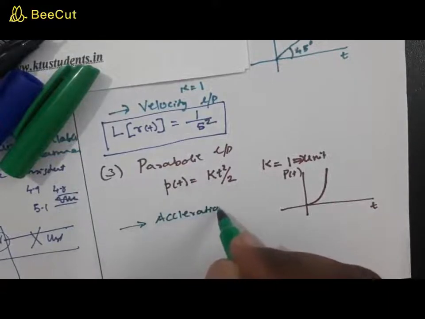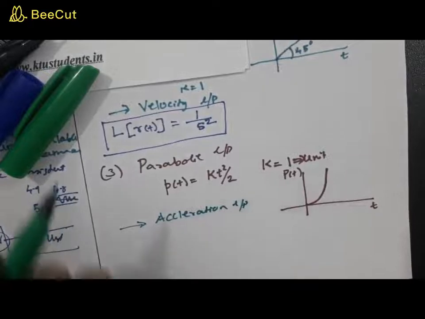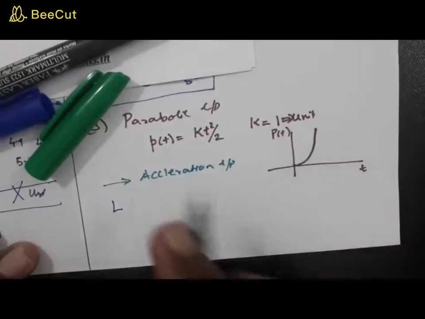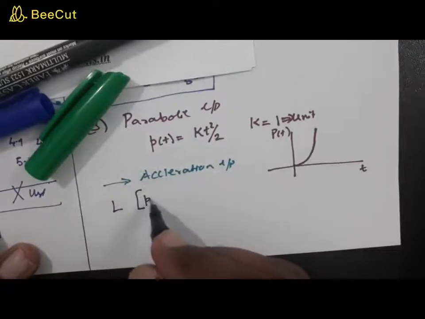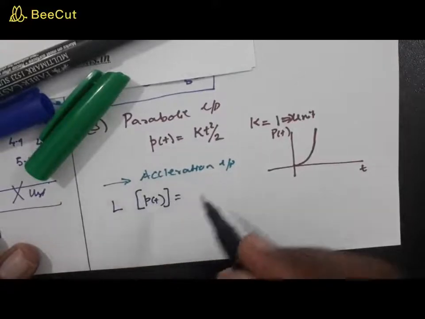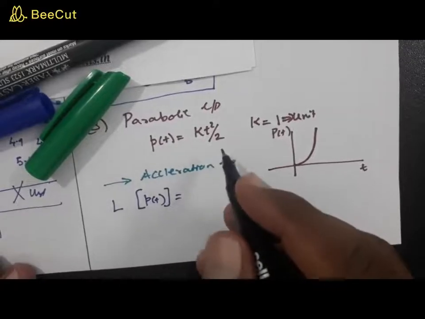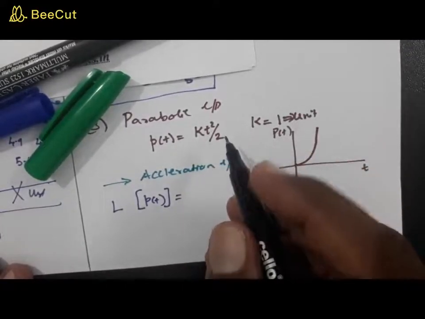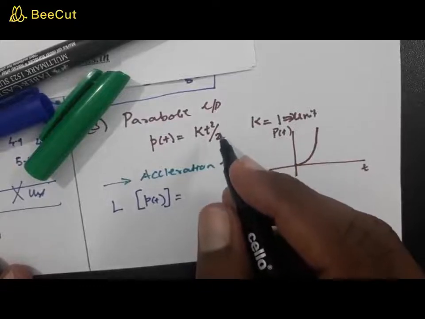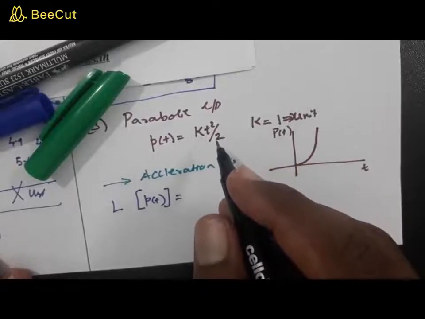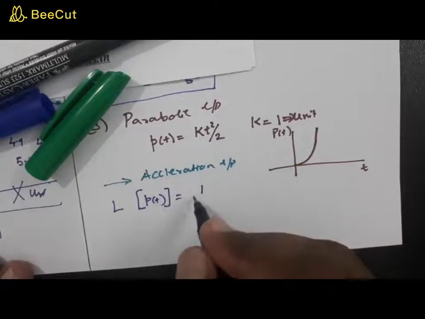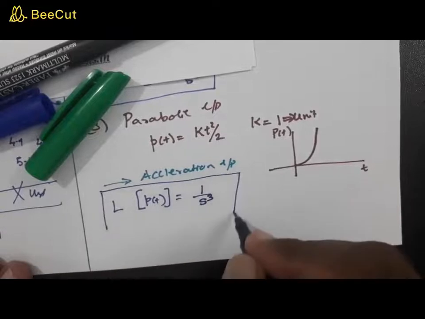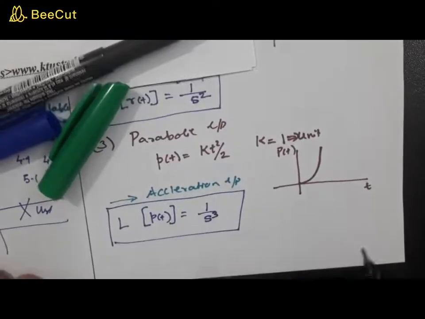This signal is also called the acceleration input. When you take the Laplace transform of p of t, which is k into t squared by 2, and k is equal to 1 for the unit parabolic signal, you can prove that the Laplace transform of t squared by 2 is 1 by s cube. So this is another important aspect: 1 by s cube.